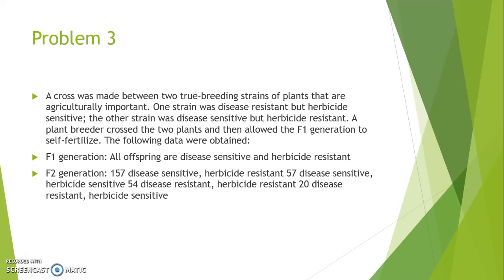Problem 3 states, a cross was made between true breeding strains of plants that are agriculturally important. One strain is disease resistant but herbicide sensitive, and the other was disease sensitive but herbicide resistant. A plant breeder crossed 2 plants and allowed the F1 generation to self-fertilize. The following data was obtained. F1 generation, all offspring were disease sensitive and herbicide resistant. F2 generation, you have 157 that were disease sensitive, herbicide resistant, 57 disease sensitive, herbicide sensitive, 54 disease resistant, herbicide resistant, and 20 disease resistant, herbicide sensitive.